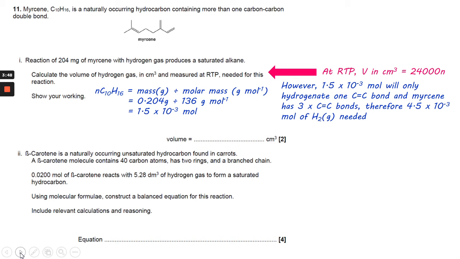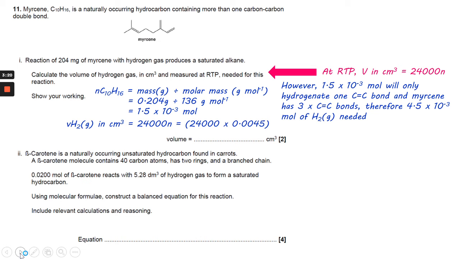Now the problem is 1.5 times 10 to the minus 3 moles of hydrogen would only hydrogenate one carbon-carbon double bond, and myrcene has 3. So if you look carefully, you can see them on the structure. If I take the cursor, there's one at the end, one here, and one at the other end here. So therefore, 4.5 times 10 to the minus 3 moles of hydrogen gas is required.